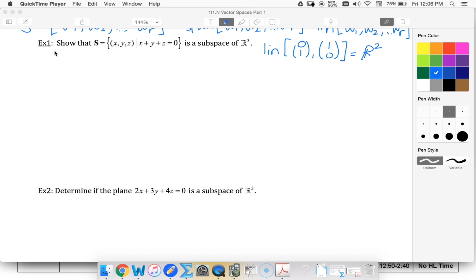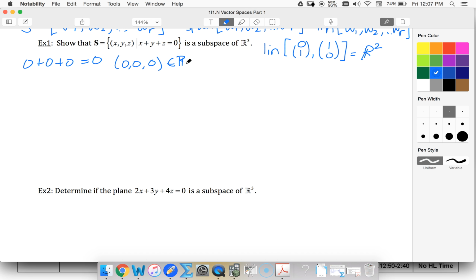All right, if we're showing subspace, then we want to show that we've got a non-empty vector space and that it satisfies our conditions of closed under addition, closed under multiplication. So to show that it's not empty, we could say 0 plus 0 plus 0 equals 0. (0, 0, 0) is an element of R3, therefore non-empty. It doesn't have to be all zeros though. I could have just as easily picked (1, -1, 0) or (2, -1, -1). Any of those are elements of R3, and we've got a non-empty space.